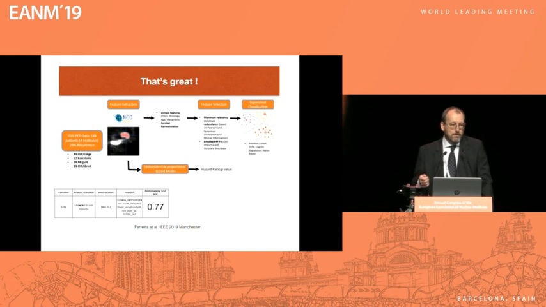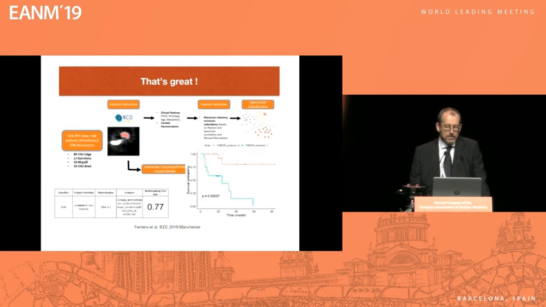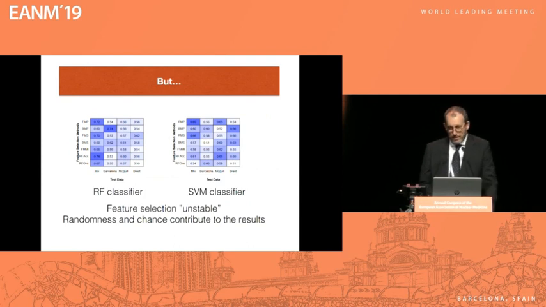And we were very, very happy with that, because if we stop there, we have found a model that could possibly be applied almost everywhere. 0.77, it's not perfect, but it's quite nice. And indeed, you have very nice separation in terms of survival probability depending on the results of this model. So that's very good.